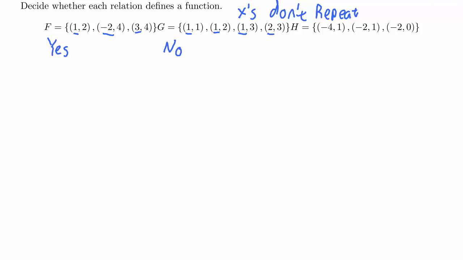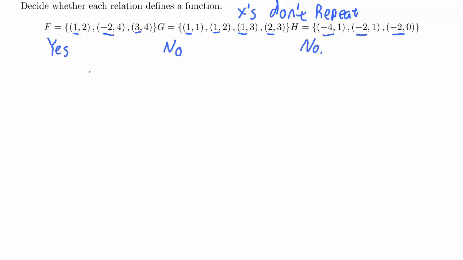Now let's look at h. With h, we have the set of coordinates (-4, 1), (-2, 1), (-2, 0). Let's look at the x's. -4, -2, -2. Notice that only 2 of them repeat, unlike over here where 3 of them repeat. But that doesn't matter. If any of the x's repeat themselves, this is not a function. Therefore, h, the answer is no, it is not a function.